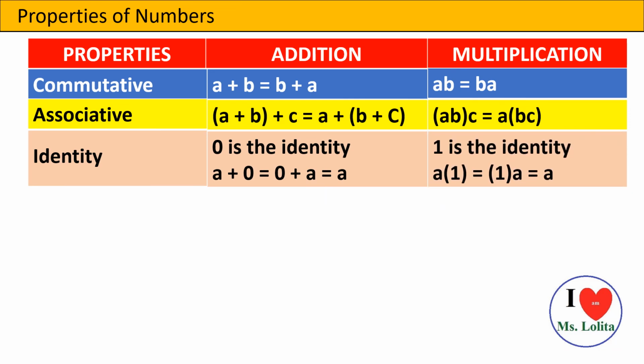In the identity property, 0 is the identity in addition. So, whatever number you're going to add with 0, the answer is the number itself. As in A plus 0 is equal to 0 plus A is equal to A. While in multiplication, 1 is the identity. So, whatever number you're going to multiply with 1, the answer is the number itself. So, A multiplied with 1 is equal to 1 times A, and the answer is A.